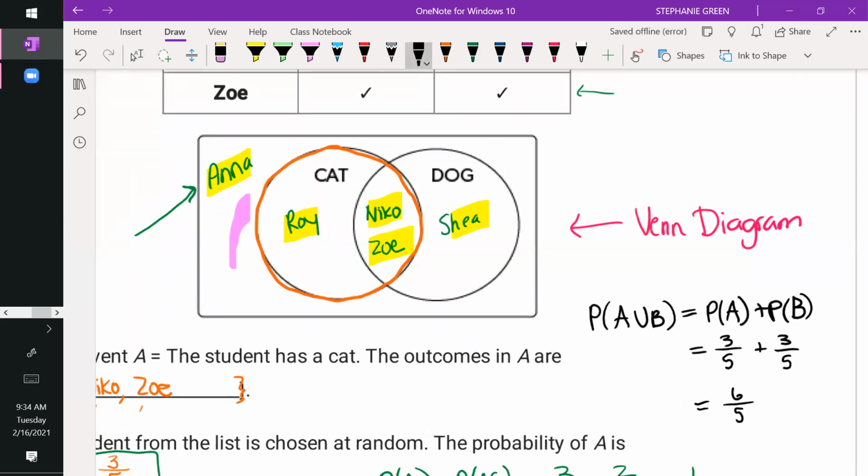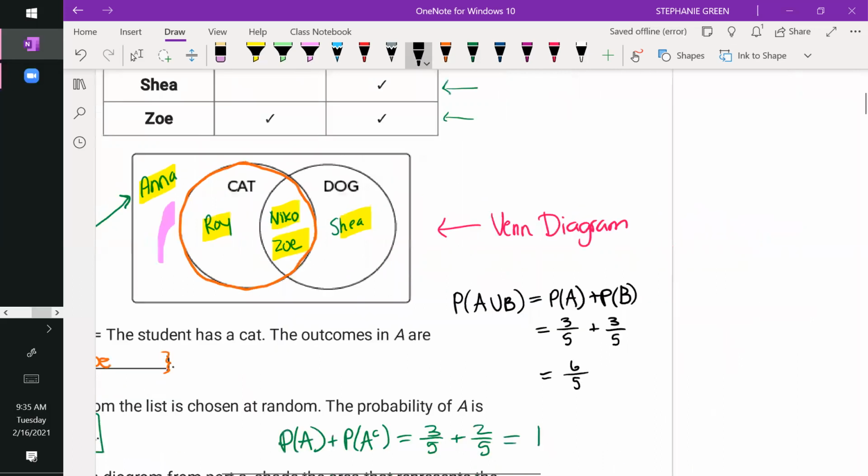You should notice it's because I counted Nico and Zoe twice. The first time I counted Nico and Zoe was when I looked for the probability of having a cat, 3 out of 5. And then I counted Nico and Zoe a second time when I looked at the probability for having a dog and said it was also 3 out of 5. So I need to now stop counting Nico and Zoe twice.